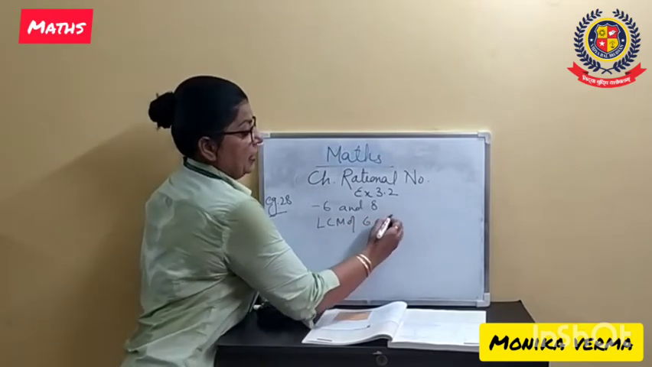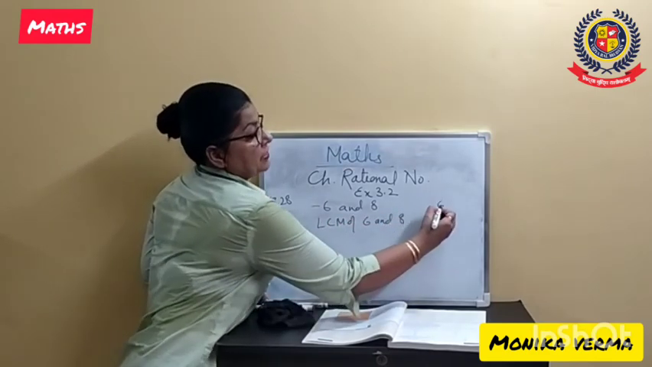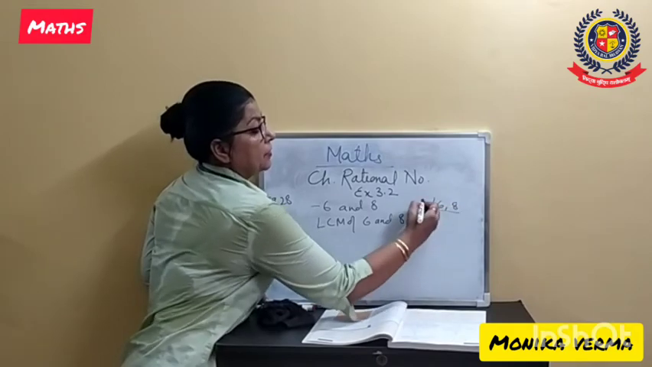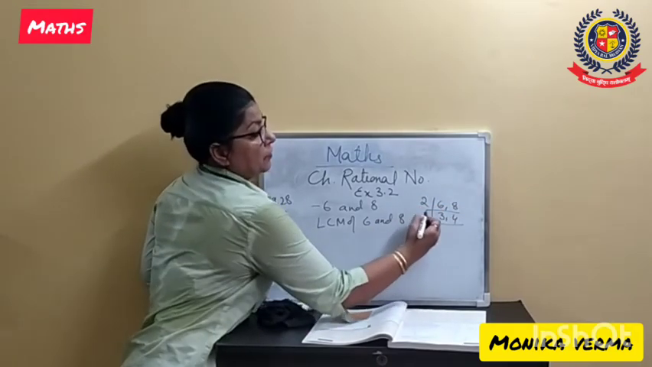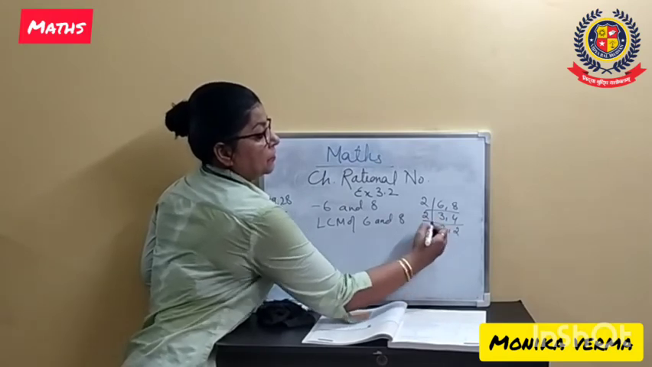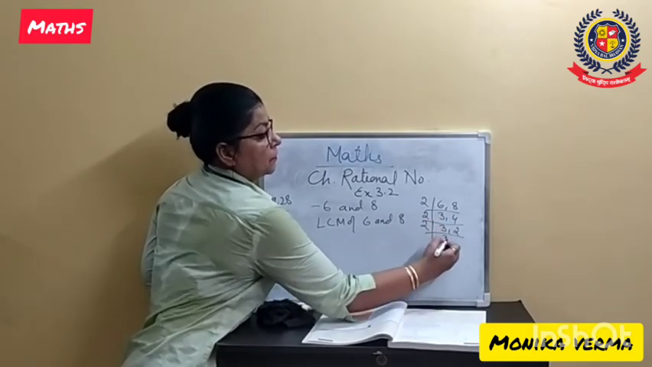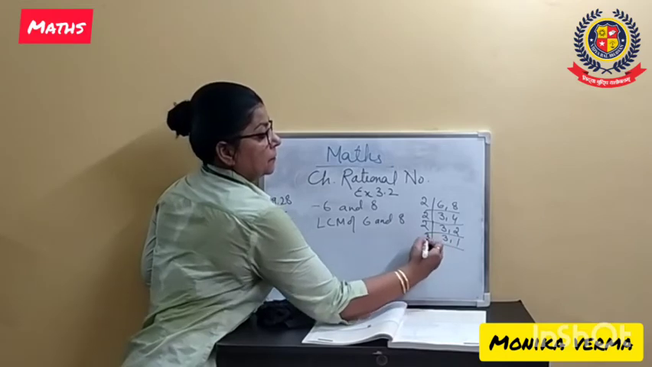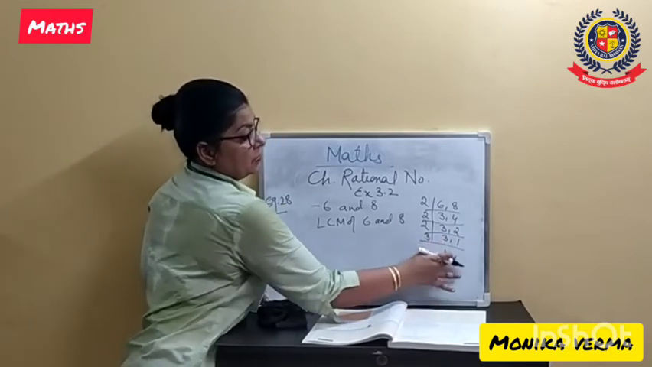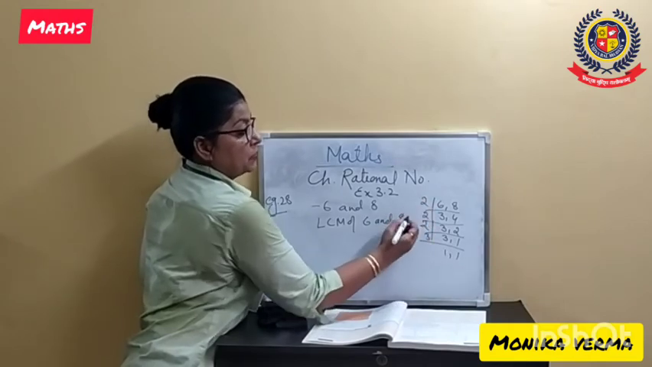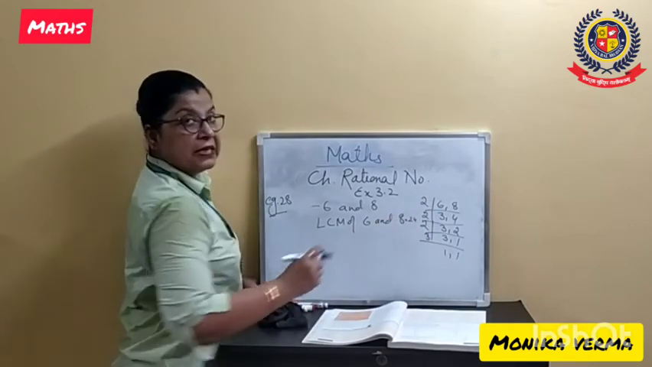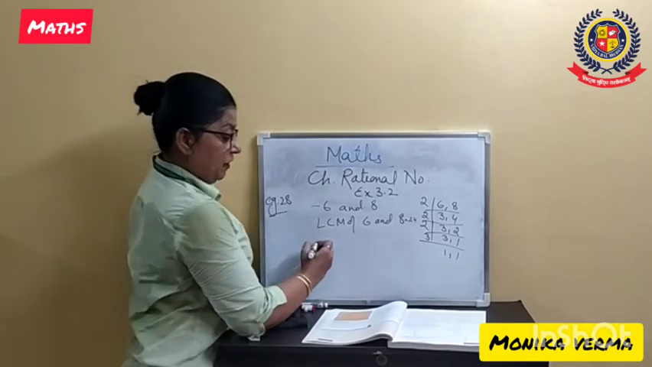6 and 8. 2 3s are 6, 2 4s are 8. The LCM is 3 2s are 6, 6 2s are 12, 12 2s are 24. It means the LCM is 24. So now what do we do?